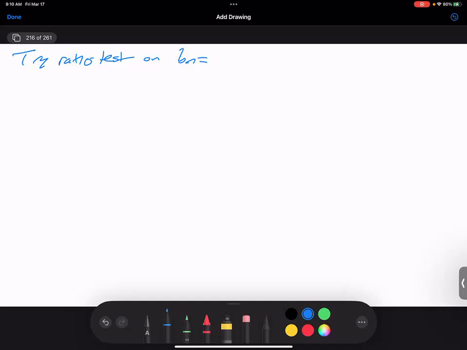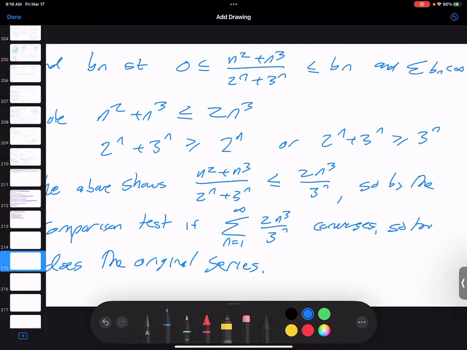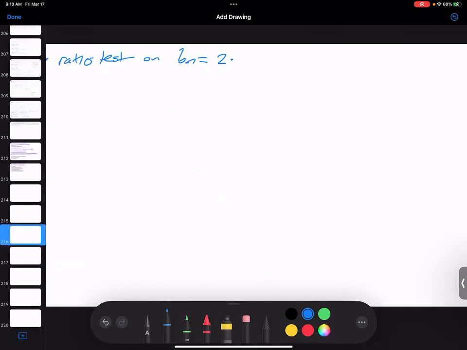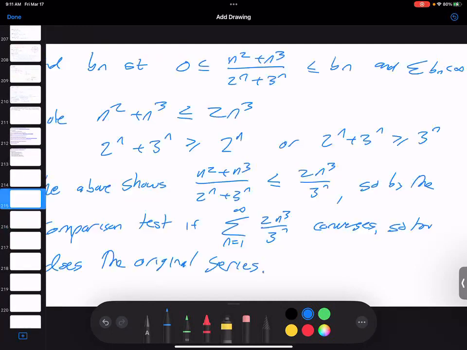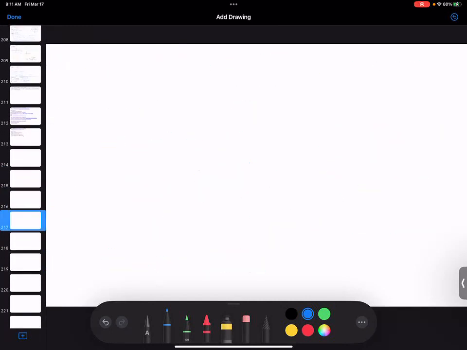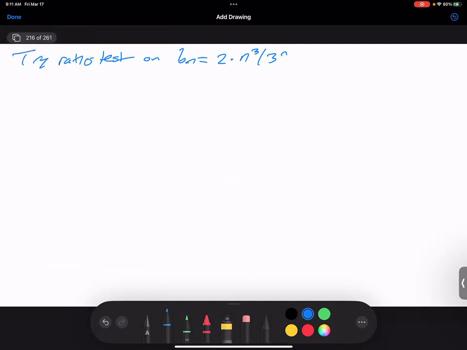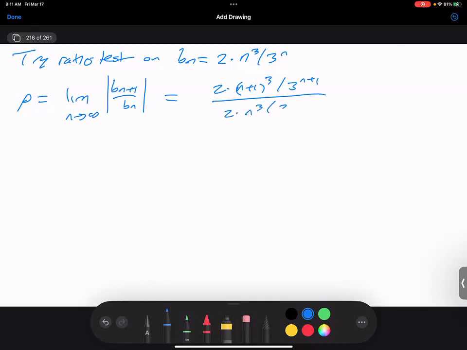We have b_n is 2 times n cubed over 3 to the n. So rho is the limit as n goes to infinity of the absolute value of b_{n+1} over b_n. And I have to keep writing limit every single time. If I just write 2 times (n+1) cubed over 3 to the n+1 over 2 times n cubed over 3 to the n, that's not a true statement.